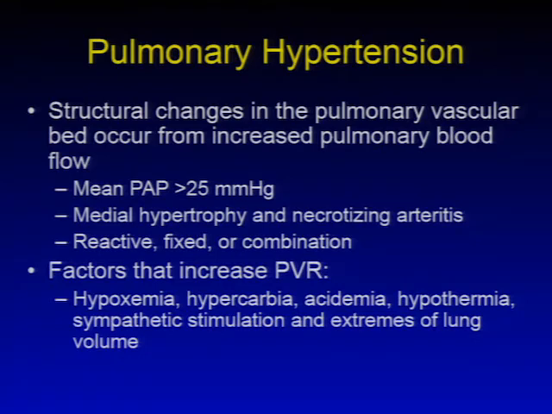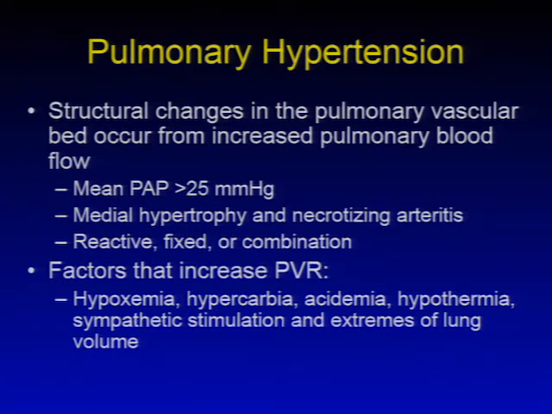Typically it can occur in neonates and can persist over time. Pulmonary hypertension can occur by a number of different processes. What it is essentially is structural changes in the pulmonary vascular bed that typically occurs from increased pulmonary blood flow. Pulmonary hypertension is defined by a mean pulmonary artery pressure greater than 25 millimeters of mercury. What it leads to is a medial hypertrophy and necrotizing arteritis in the pulmonary circulatory system.